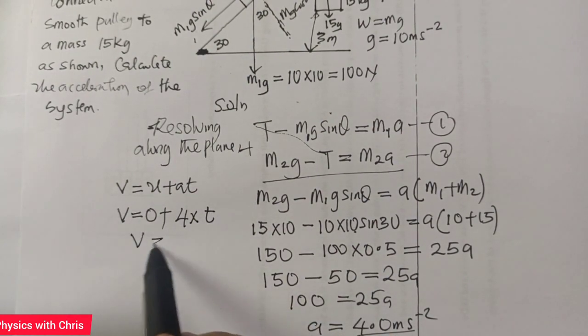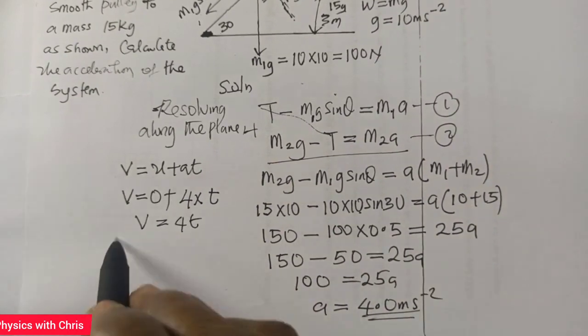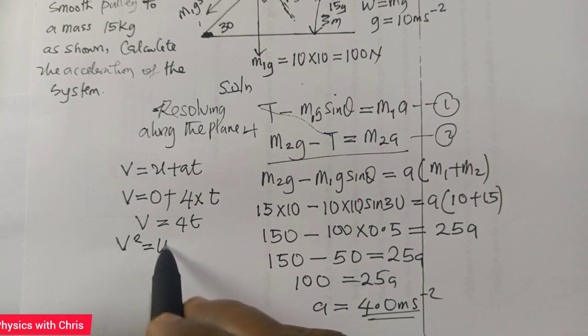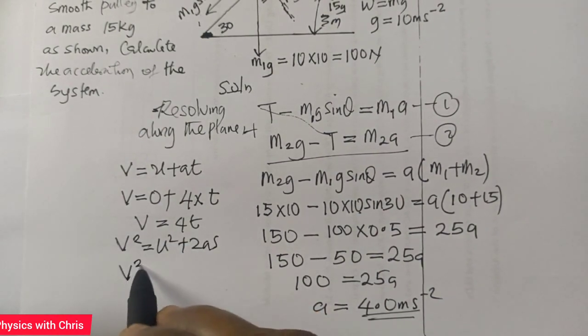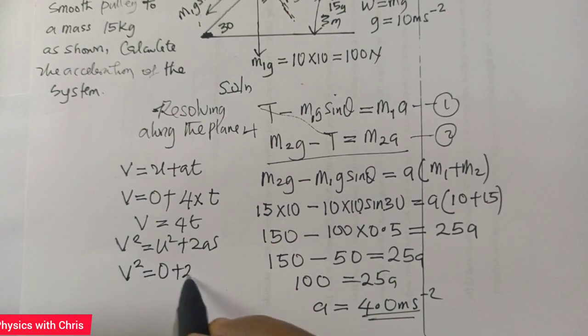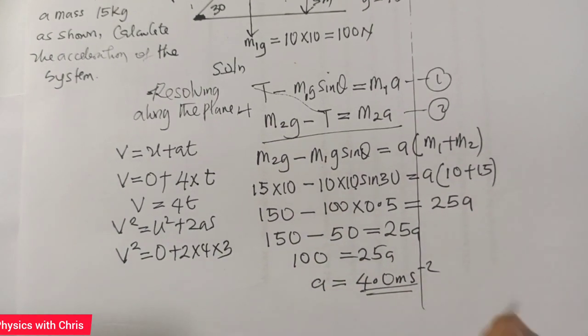Okay, since time t is not given, I can go back and use the equation of motion, that is the third equation, v squared equals u squared plus 2as. Now we are looking for the speed, u is 0 because it starts from rest, plus 2 times 4 times 3, if the distance falling is 3 meters.